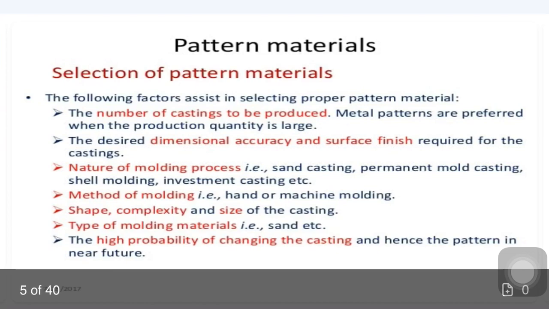So this is all about today's lecture. I hope you all understand the basic discussion of today's lecture, which is about the importance of pattern making, then the selection of the pattern material, and the functions of the patterns. This is all about today's lecture.